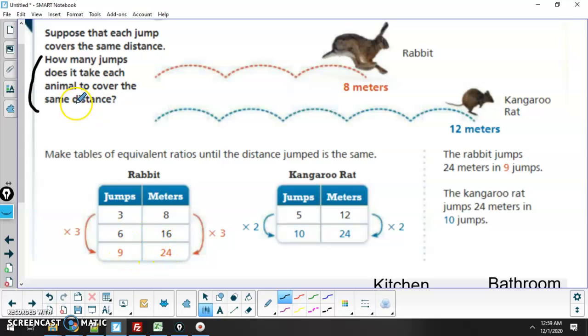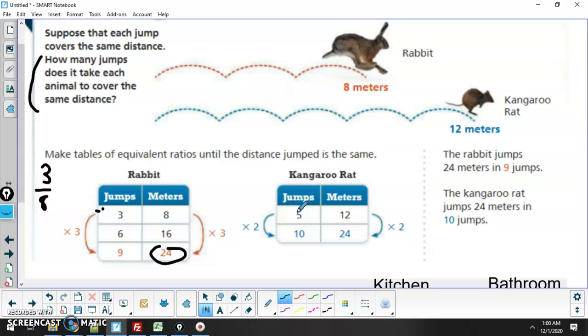Okay, so the key here is we want to try to get the same amount of meters covered. So we don't know really how many times we would have to multiply his initial rate of 3 jumps and 8 meters. And we actually set it up in a table here. But you could think about this as being a fraction, 3 jumps per 8 meters, and just multiplying the fraction by different numbers, okay? Multiply the top and bottom by 3, you'd get 9 jumps and 24 meters.